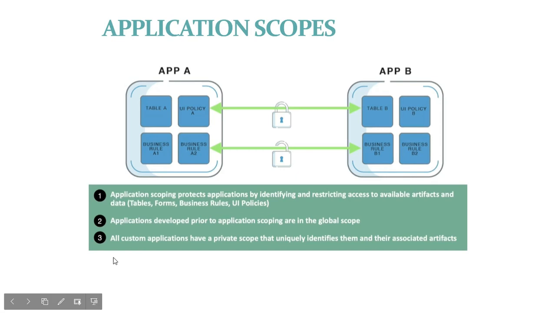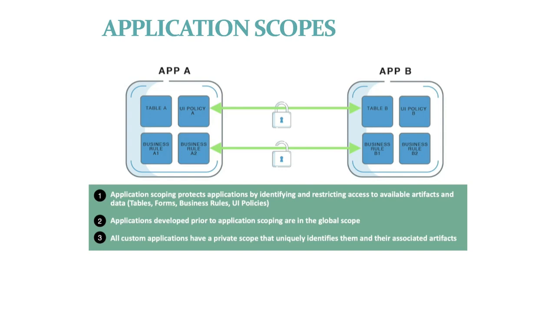Next is application scopes. In ServiceNow, when we create any application with application scopes, its scope is generated separately. Suppose application A is created and application B is created. What would be the difference? Table A would be completely different from table B, and whatever customizations are done on application A will not be reflected in application B, and whatever customization has been implemented on application B will not get reflected in application A.